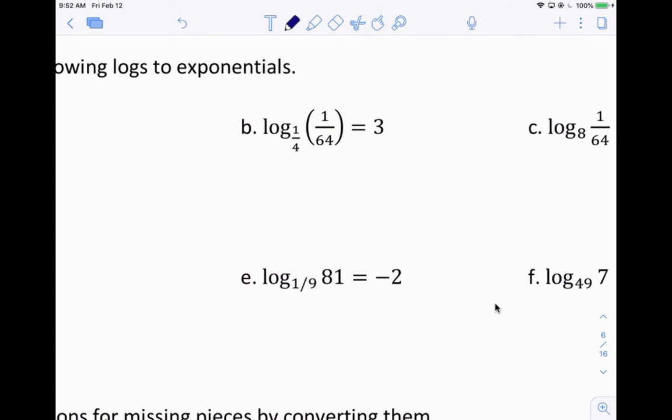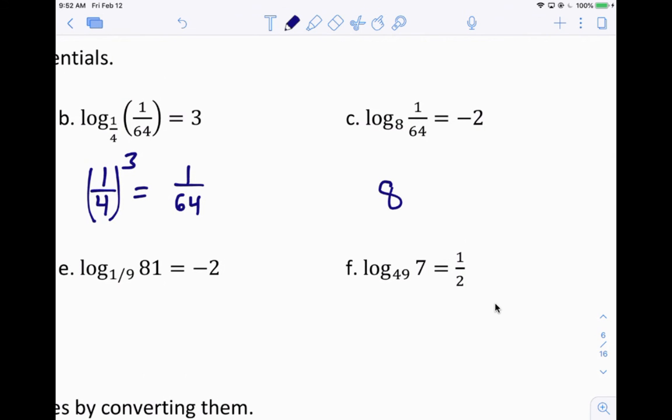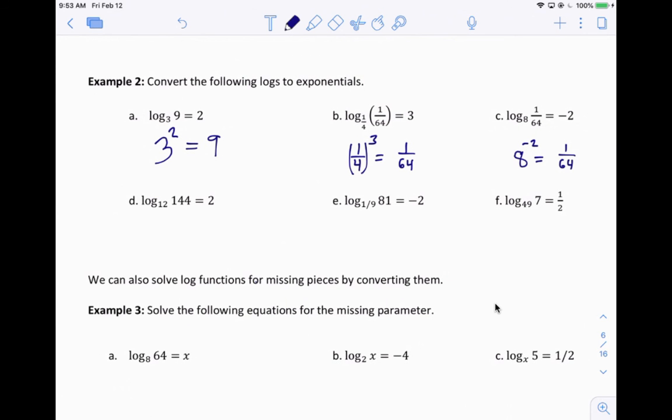All right, what power takes 1/4 and gives you 1/64? That power would be 3. Now watch out, you don't want to put the third without the parentheses because then it's not quite the same thing. But this logarithmic statement is true. What power takes 8 and gives you 1/64? That power would be -2. I recommend you try the last 3 on your own. I'll stop talking for 3 seconds so that you can do that.